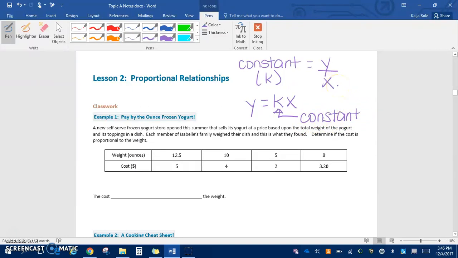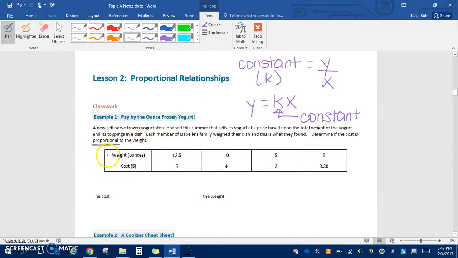We're going to look here at example 1. It says a new self-serve frozen yogurt store opened this summer that sells its yogurt at a price based upon the total weight of yogurt and its toppings in a dish. Each member of Isabel's family weighed their dish, and this is what they found. Determine if the cost is proportional to the weight. Whenever we see the word proportional, we're always going to be looking for a constant.